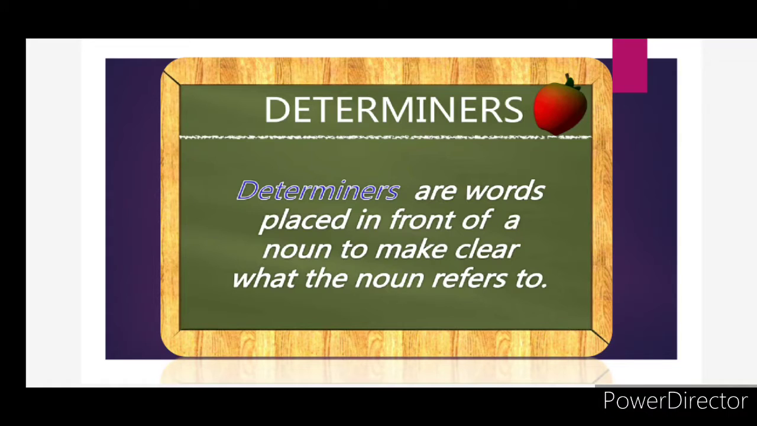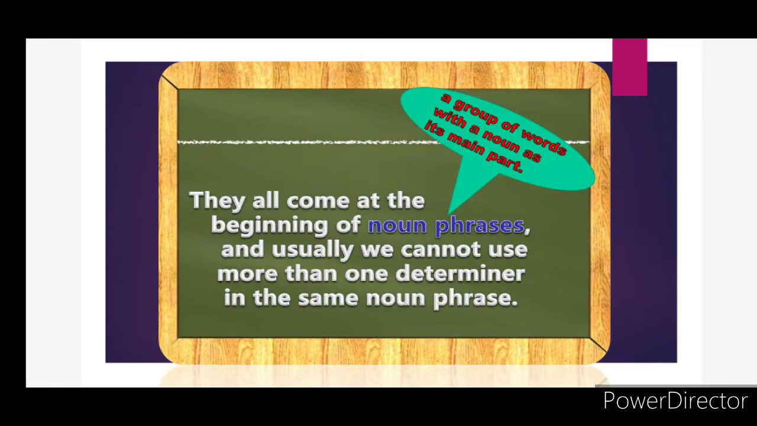Determiners are words placed in front of a noun to make clear what the noun refers to. It's always placed before a noun. A noun phrase is a group of words with a noun as its main part. They all come at the beginning of noun phrases, and usually we cannot use more than one determiner in the same noun phrase. This you all need to keep in mind, that what comes before a noun is a determiner.